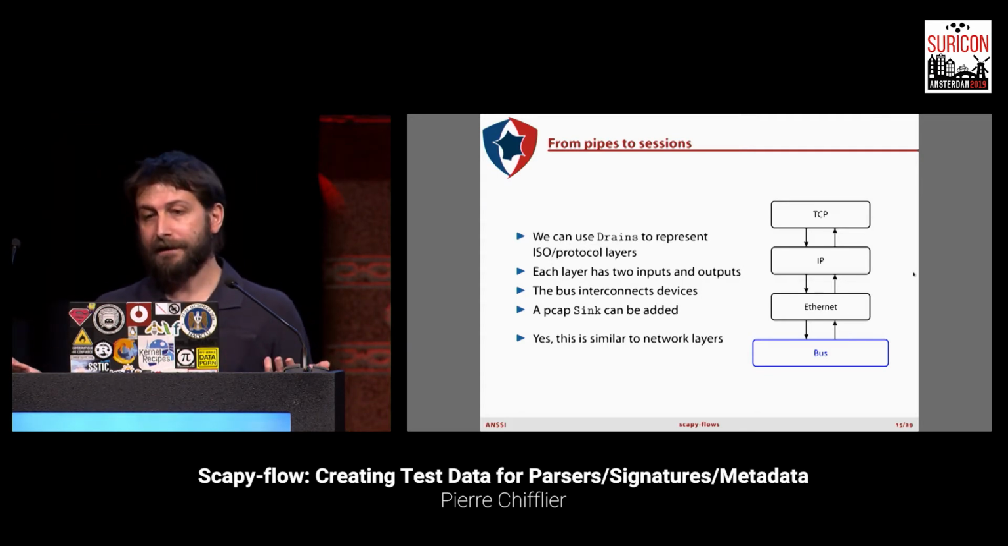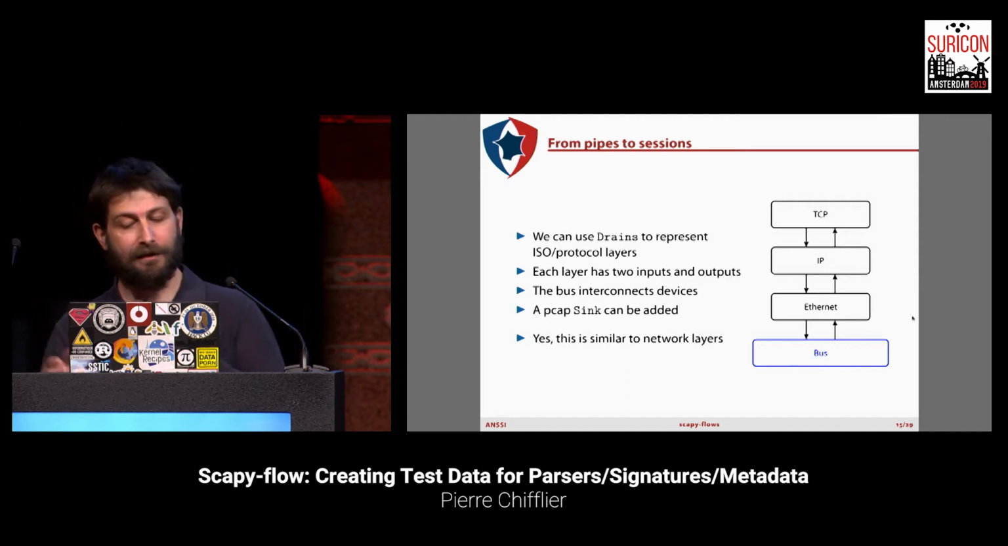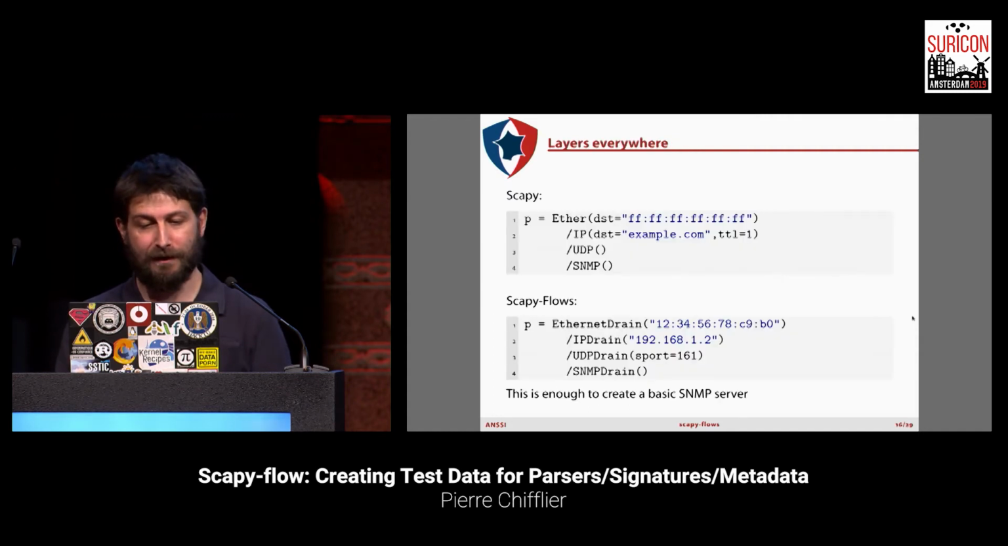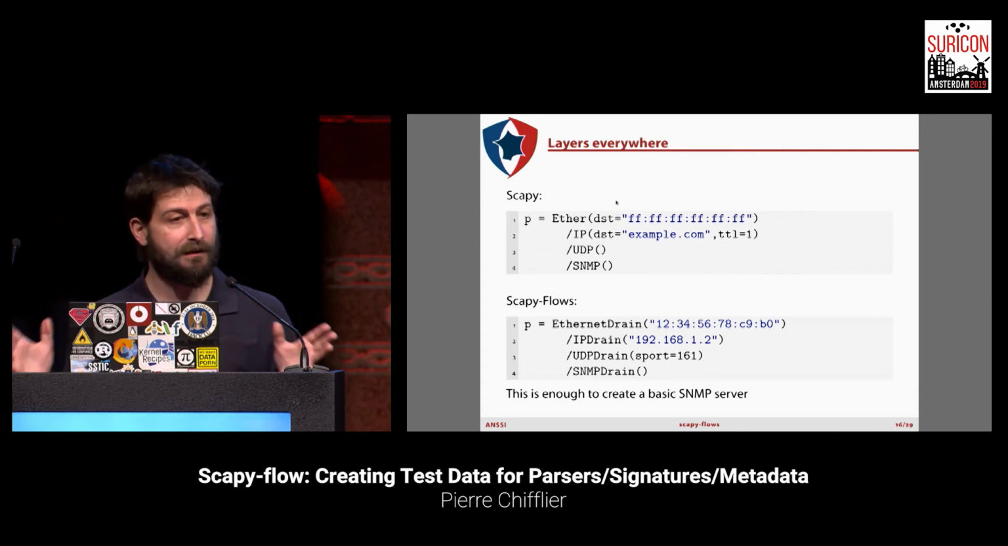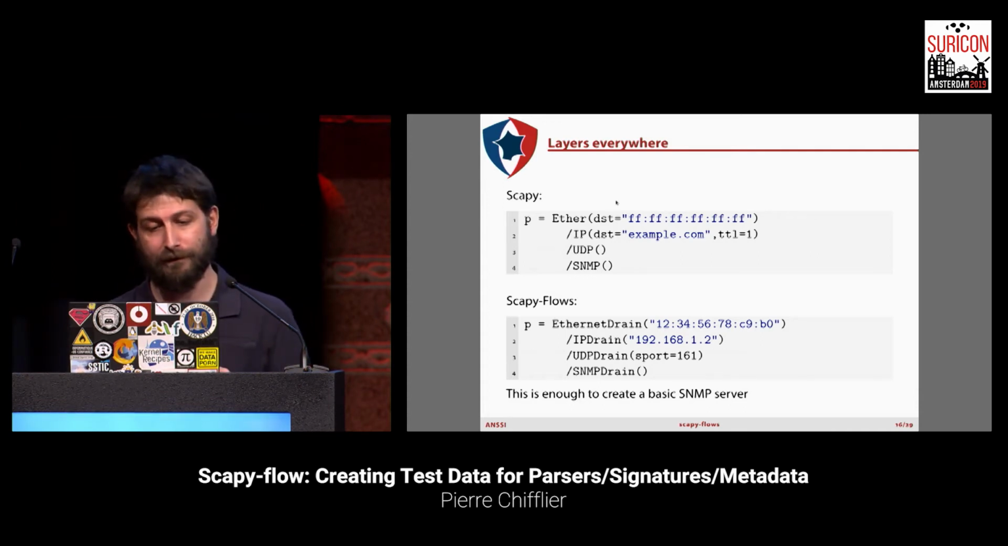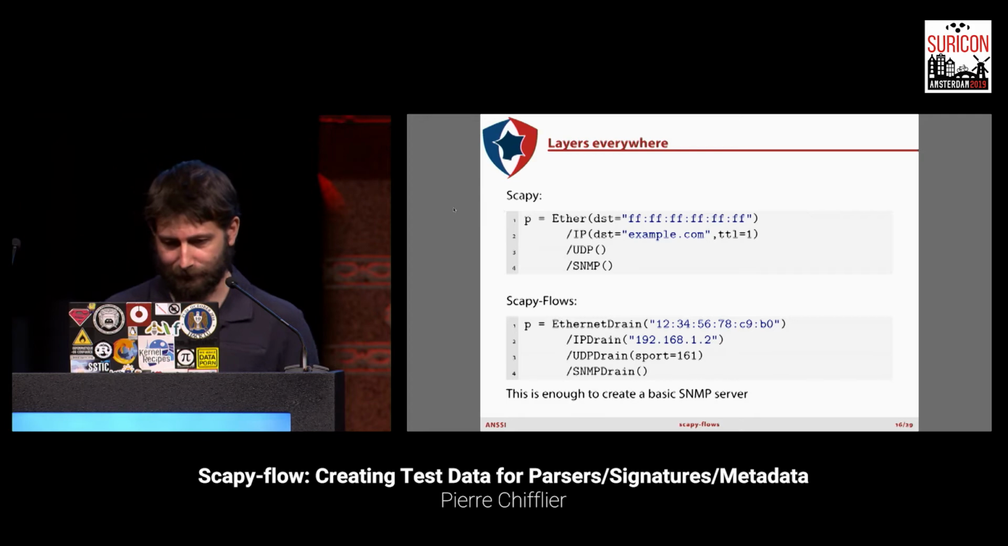Well, I just recreated the ISO representation of protocols. But what's interesting is that every object will be able to manipulate data, changing it, and send it to another layer. So what does it look like? On the top, you have Scapy's regular use of how you create a packet, right? You want to create, for example, an SNMP packet, which is broadcasted. Actually, it's a very stupid example. Well, right, I like stupid things. So you do it that way.